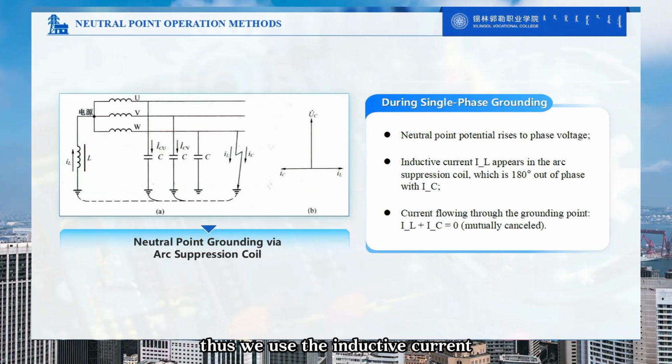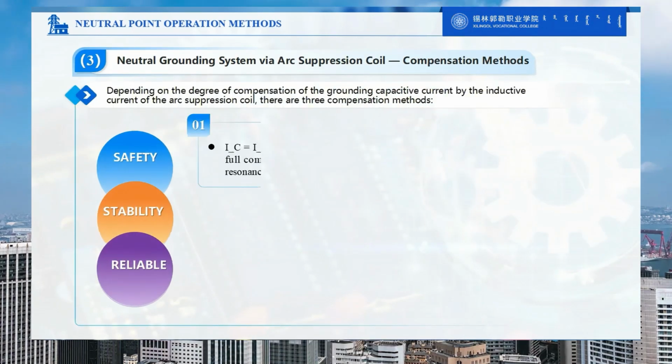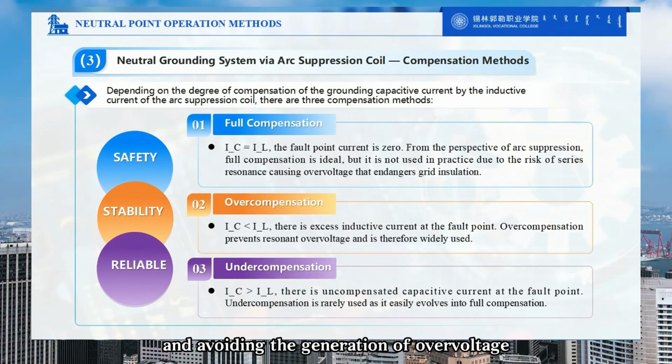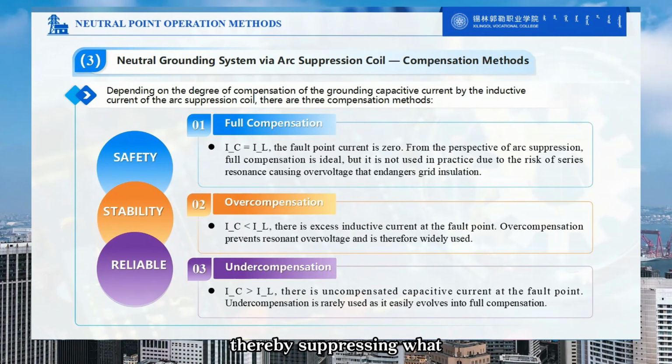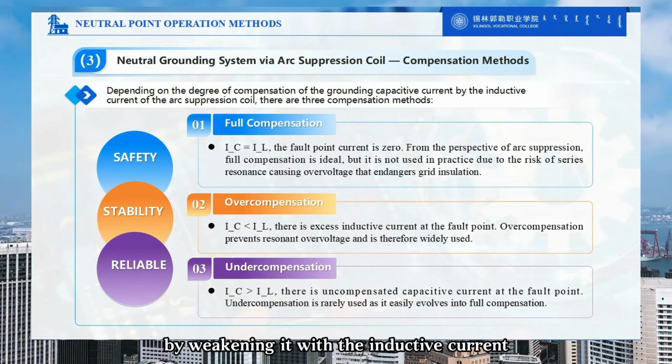Thus, we use the inductive current to weaken the capacitive current, reducing the current, and avoiding the generation of overvoltage, thereby suppressing what? The formation of electric arcs. This is the electric arc we do not wish to exist. By weakening it with the inductive current, we suppress it.